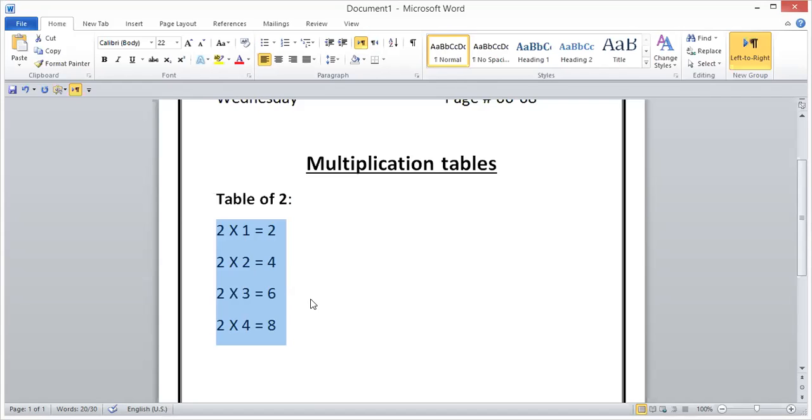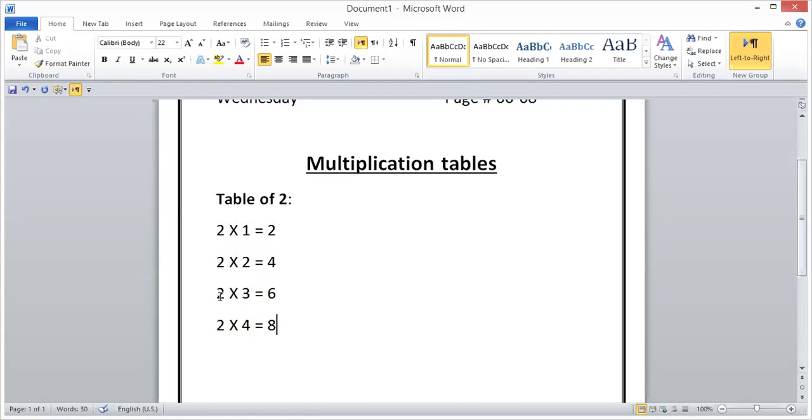Good. Very good. Guys, don't get confused with the wording. 1 times 2 is equals to 2 or 2 times 1 is equals to 2. Both are same. 2 times 3 equals to 6 or 3 times 2 equals to 6. They both are same. Okay. So no problem with the wording.